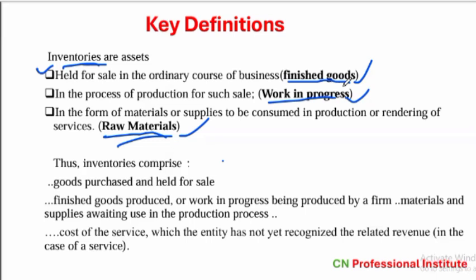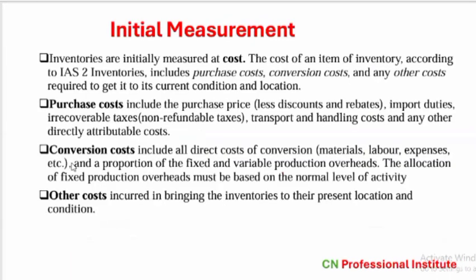Inventory. Inventories are assets that are held for sale in the ordinary course of business as finished goods, used in the production process, work in progress, and then raw material. Now, let's look at the initial measurement of inventory.